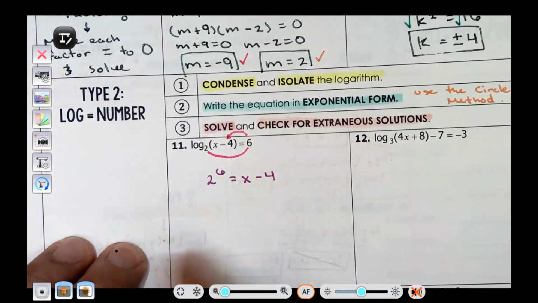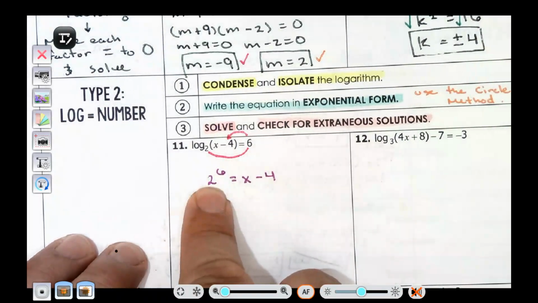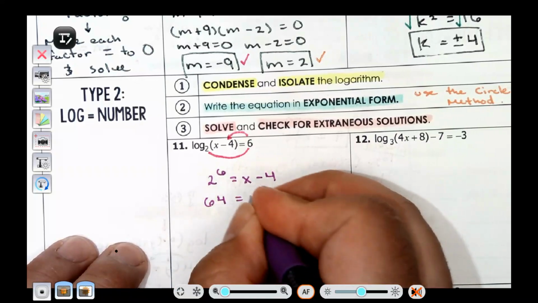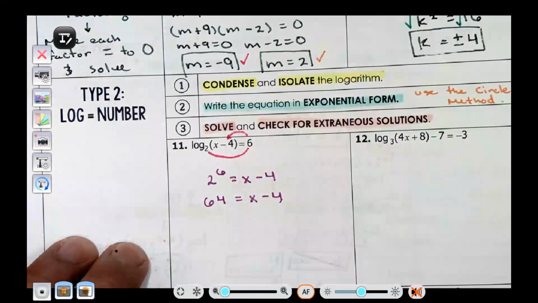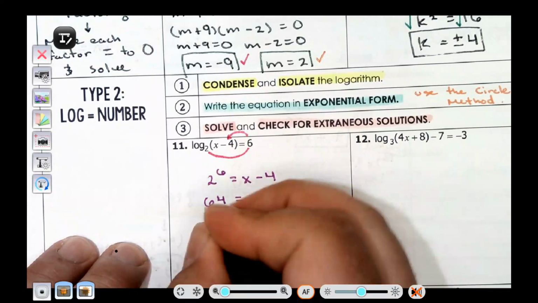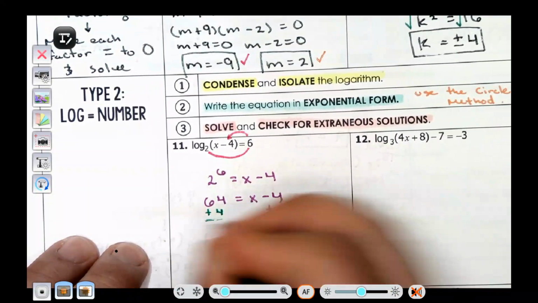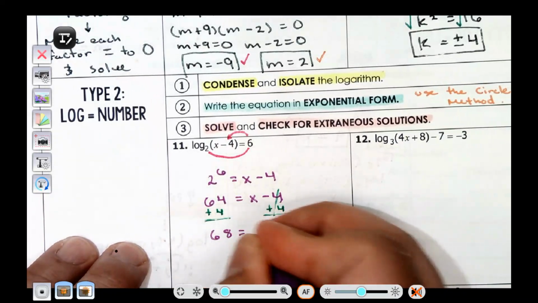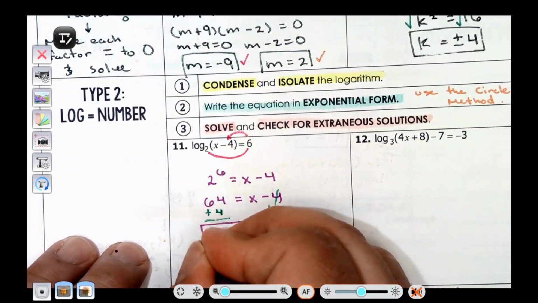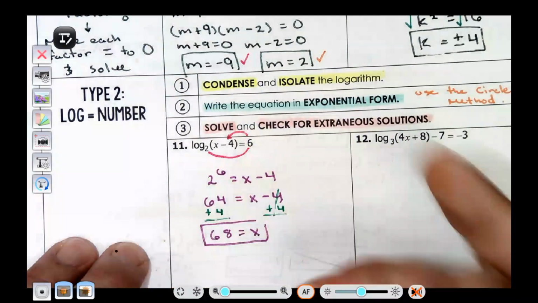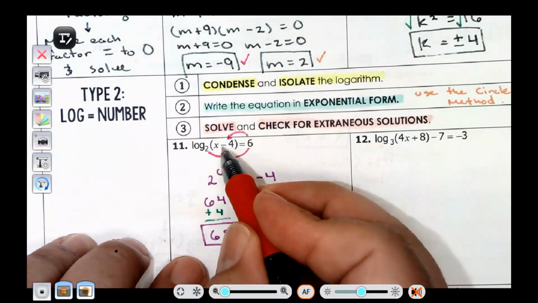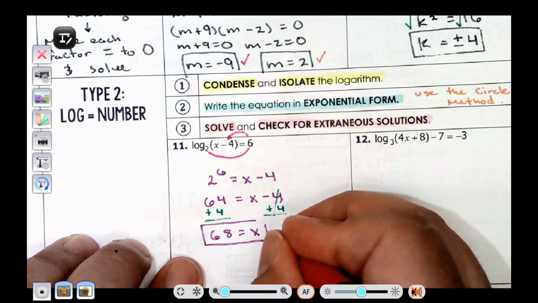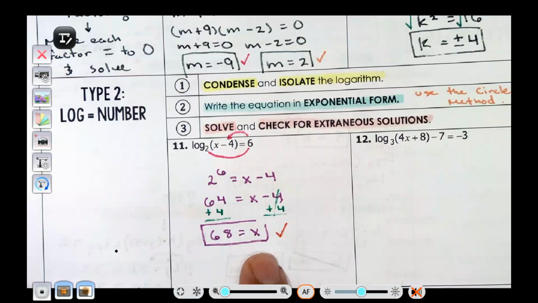See, no more log. We turned it exponential. Well, this is just a regular number, so we can work that out. 2 to the 6 is just 64, is equal to x minus 4. And look, I'm down to one last step. Just add the 4. It's what we were doing with the finding the x-intercepts earlier. Same idea. All right, but we're going to do a quick check. Don't forget, we have to check it. I'm going to plug in a 68. 68 minus 4. That is definitely a positive number. We are good. That's all we care about.